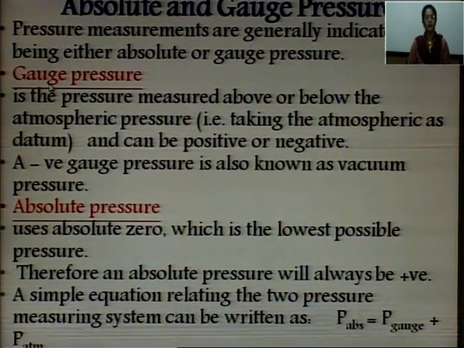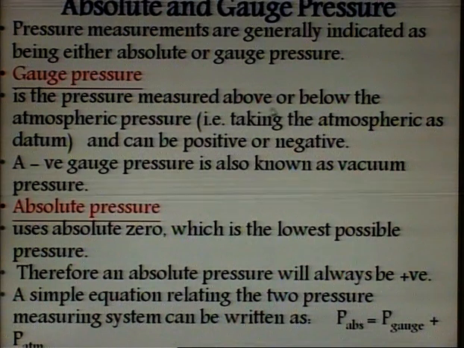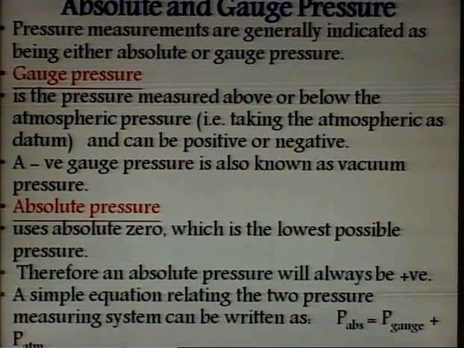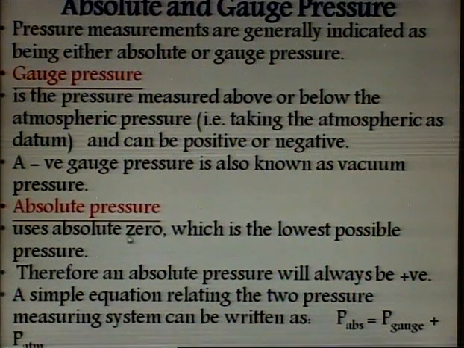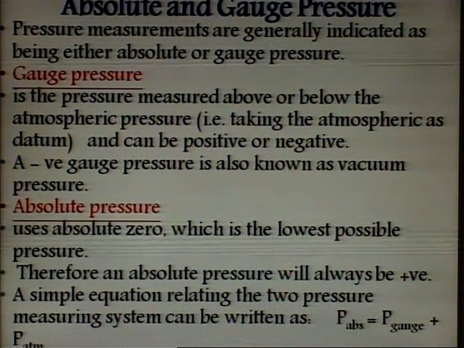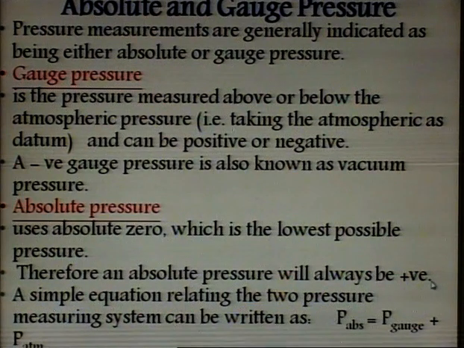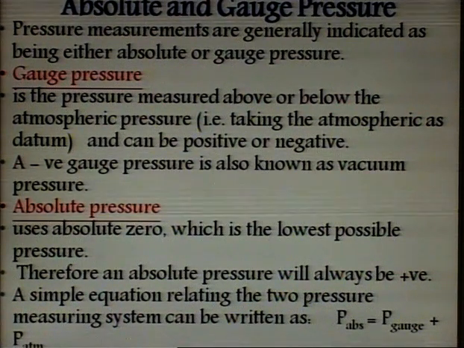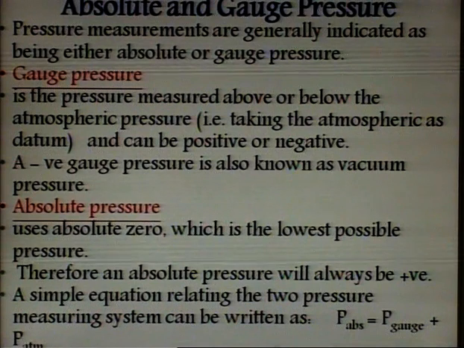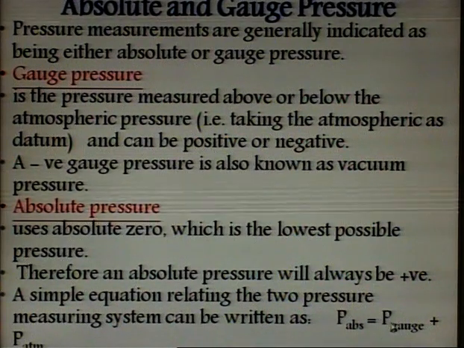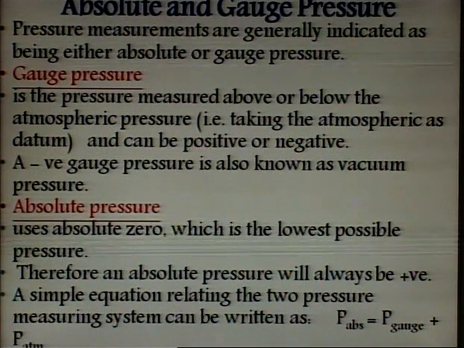Gauge pressure is the pressure measured above or below the atmospheric pressure. This can be positive or negative. Absolute pressure starts from zero, which is the lowest possible pressure. Therefore absolute pressure will always be positive. A simple equation relating the two pressures is: absolute pressure is gauge pressure plus atmospheric pressure. So P absolute is P gauge plus P atmospheric.